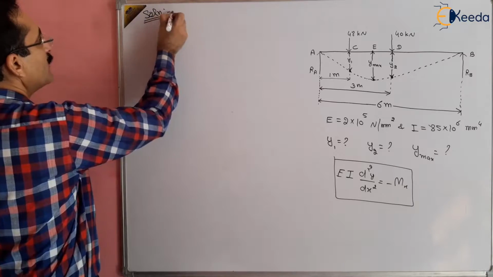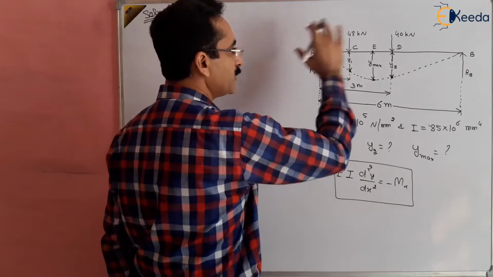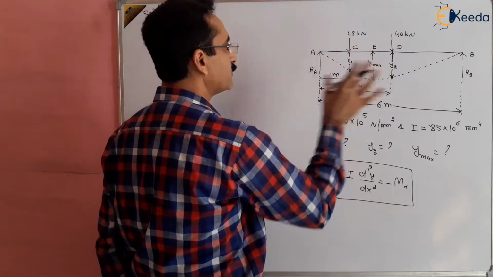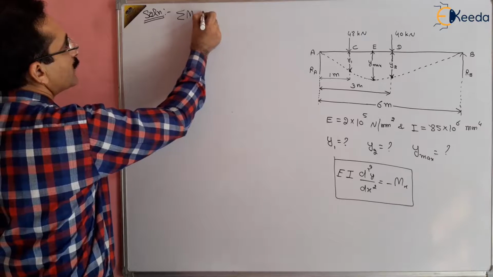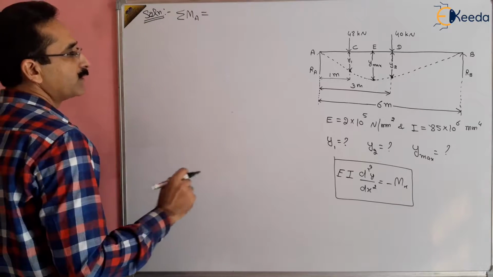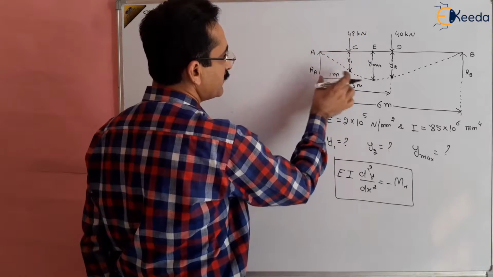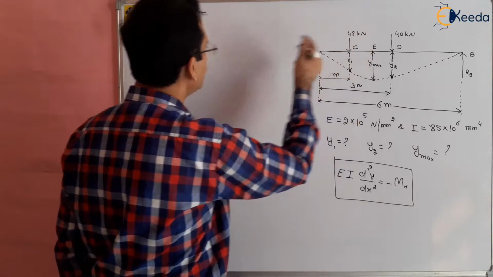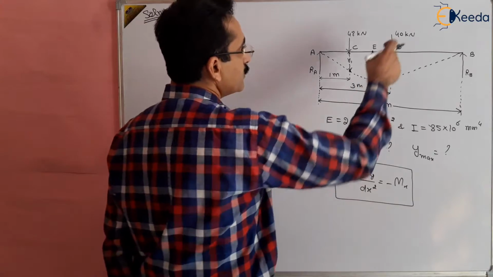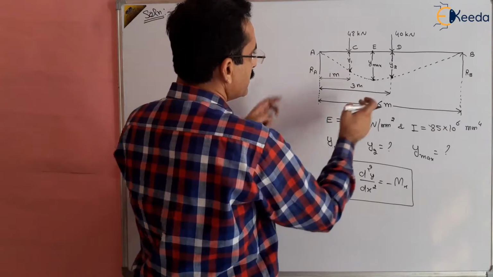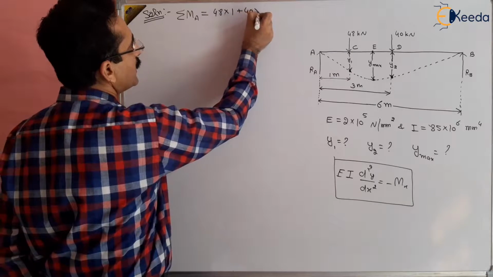Solution. First we want to find RA and RB. Take moment of all the forces about A, and the body is in static equilibrium, so the sum of moments about A will be equal to 0. The moment of RA about A will be equal to 0. The moment of 48 about A will be at 1 meter. Let us take clockwise as positive. So this is 48 multiplied by 1. Again, the moment of 40 about A is 40 multiplied by 3, which will again be clockwise.